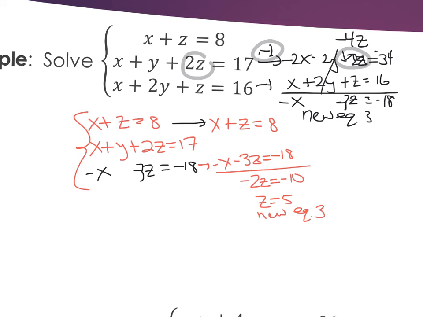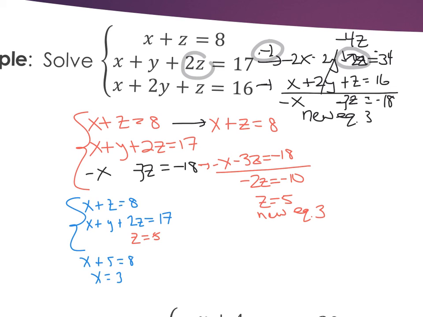Okay, so now we're going to rewrite our system. From the previous step, we'll use old equation 1, old equation 2, and our new equation 3, which we found to be z is equal to 5. All that's left for us to do now is to use that back substitution. So first I'm going to back solve into equation 1. So we'll have x plus 5 equals 8, or x equals 3.